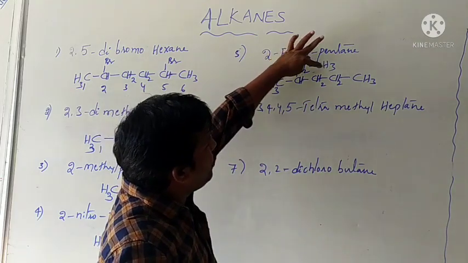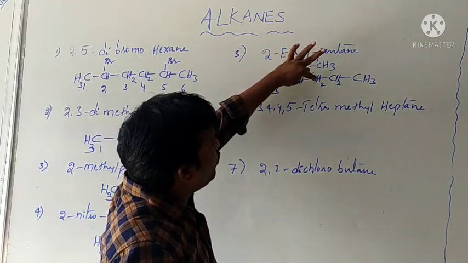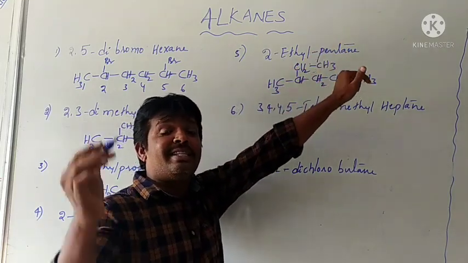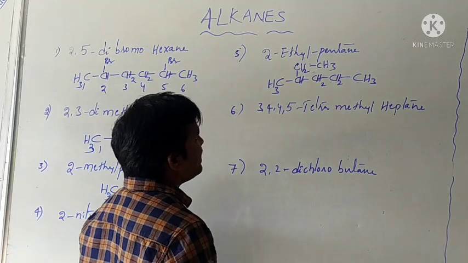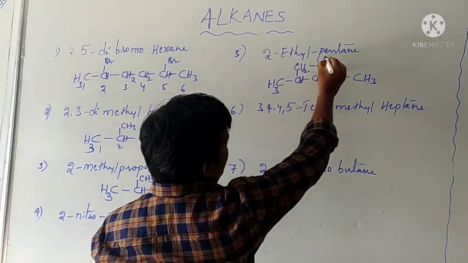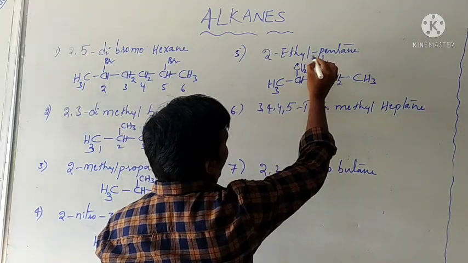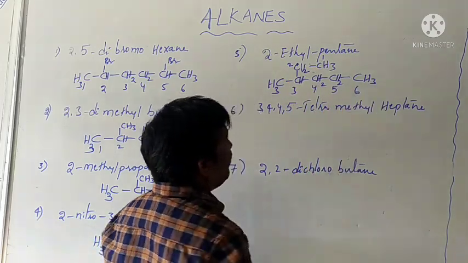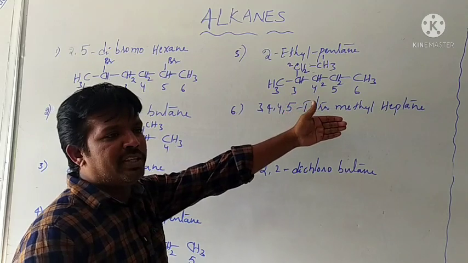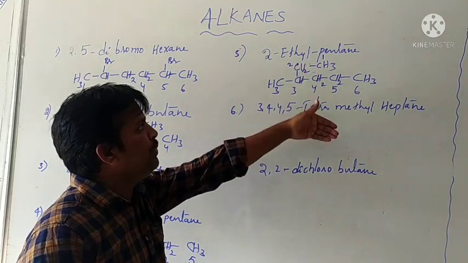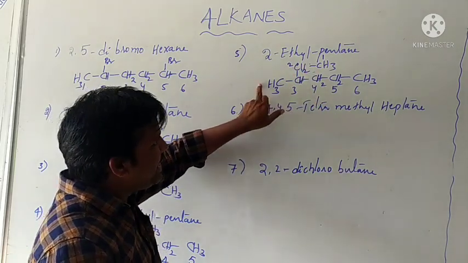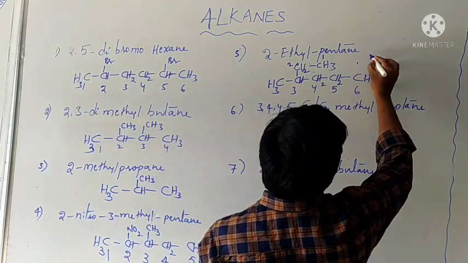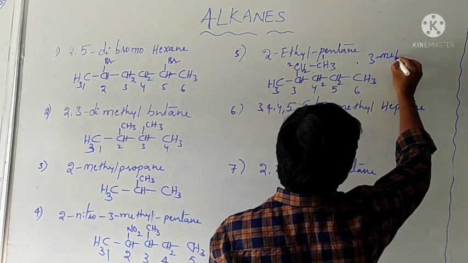Therefore, from here, 1, 2, 3, 4, 5, 6. The longest carbon chain is a 6-carbon chain, so the numbering starts from here, 1, 2, 3, 4, 5, 6. Therefore, the name of the compound according to IUPAC is 3-methylhexane. 3-methylhexane is correct.